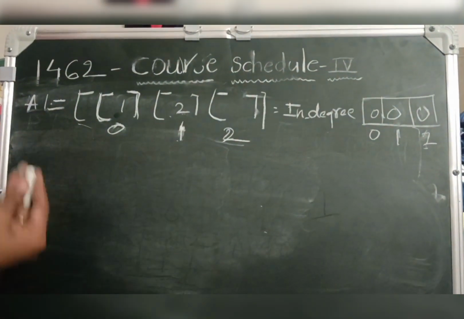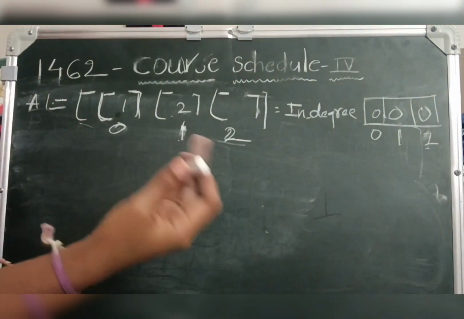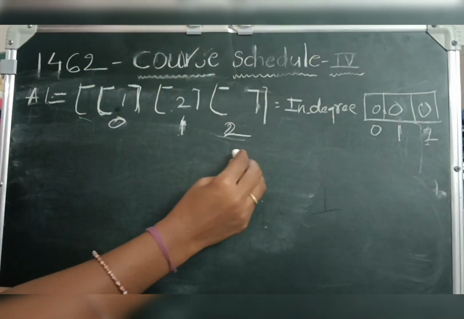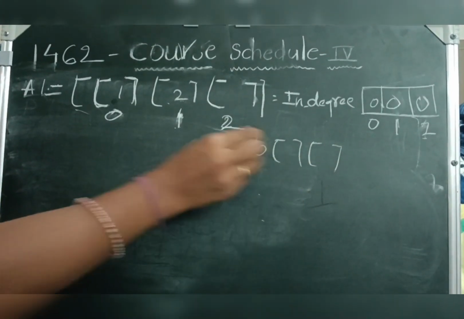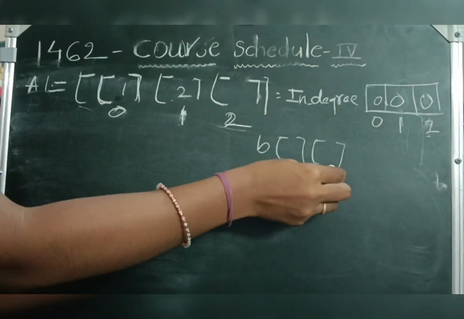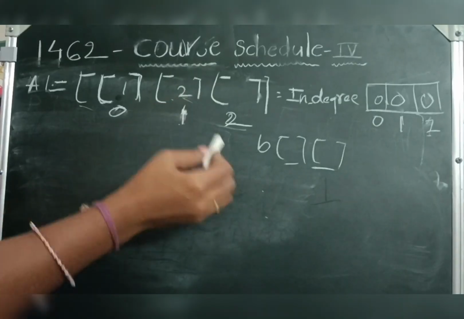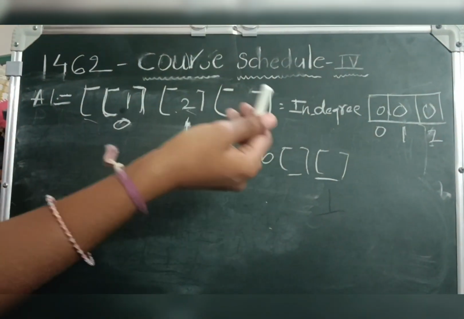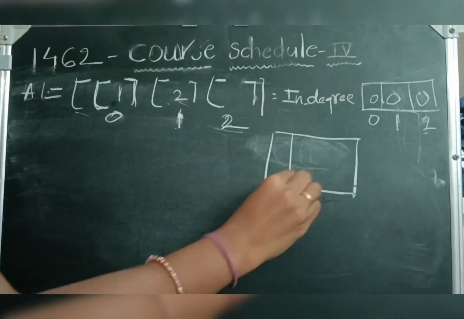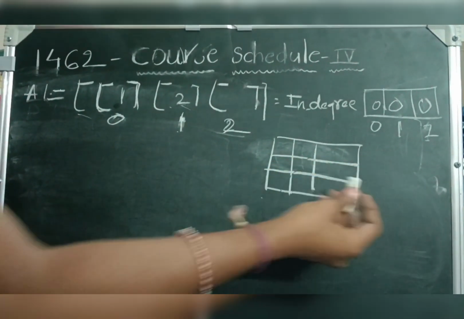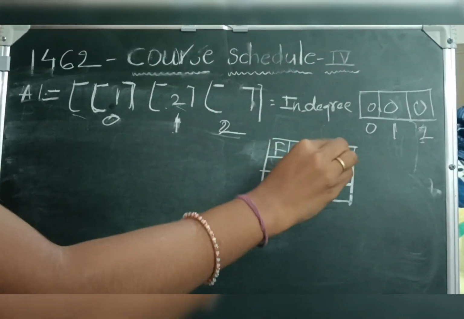I will introduce one more structure, that is a Boolean 2D array. It tells you how to store the relationship between two vertices. How many nodes are there? There are 3 nodes. So for example, I will show you what the Boolean 2D array will look like. Initially you have to fill all of it with false.